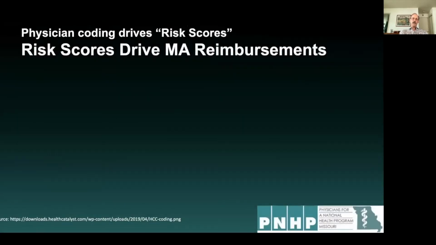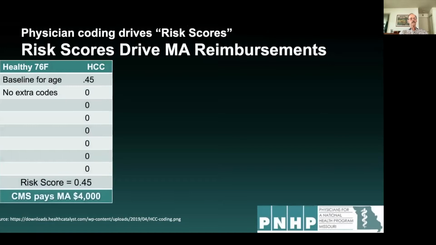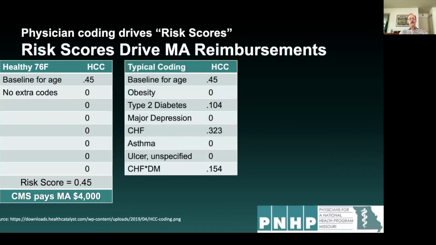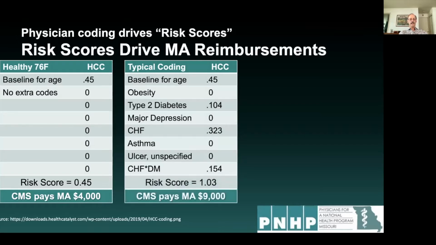So physician coding drives risk scores, and the more codes you have and the sicker they look, the more reimbursement you get. So for somebody who's age 76, who has no extra codes put in, CMS might pay $4,000 per year. But if they're coded for type 2 diabetes, congestive heart failure with diabetes, all those result in upward adjustments to the risk adjustment score. And then they get paid $9,000 per year.